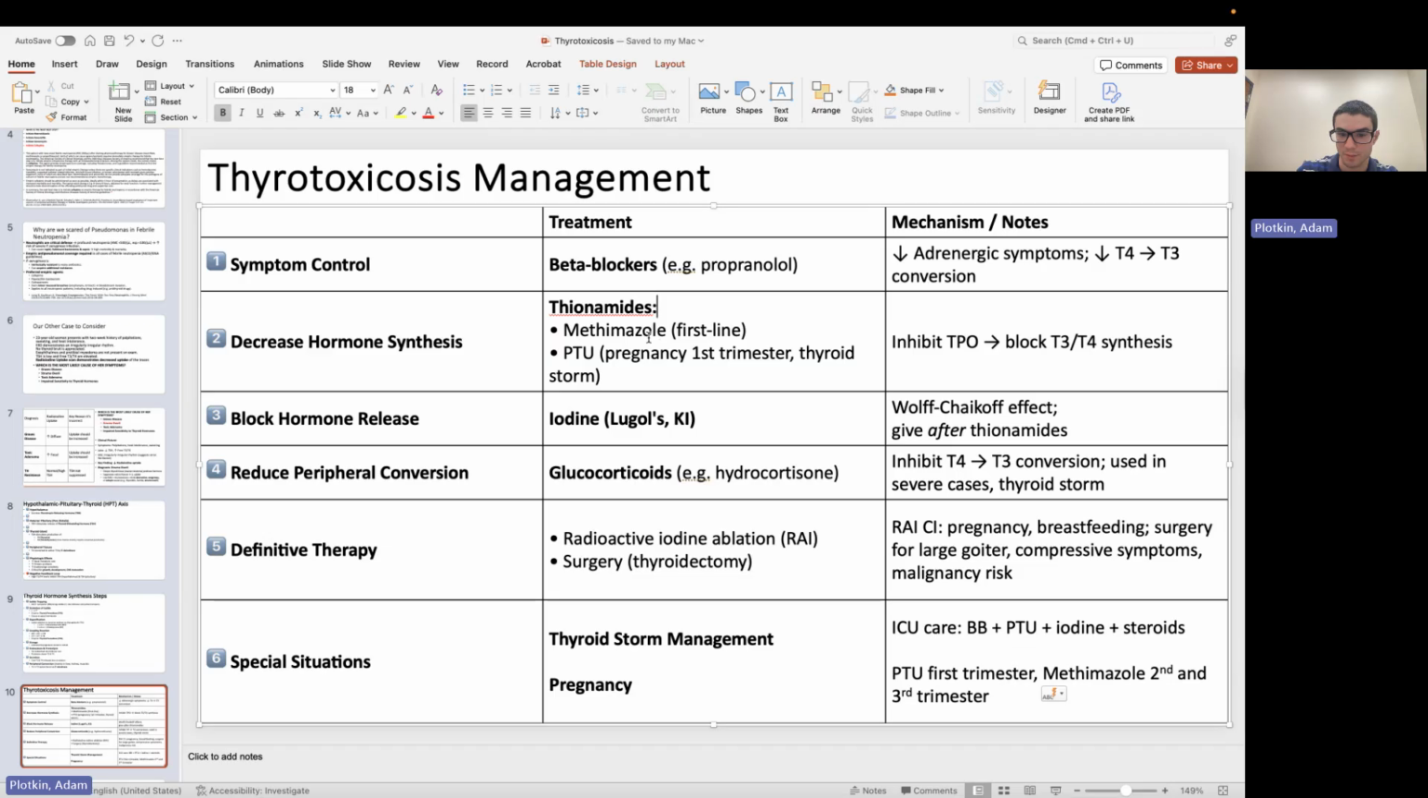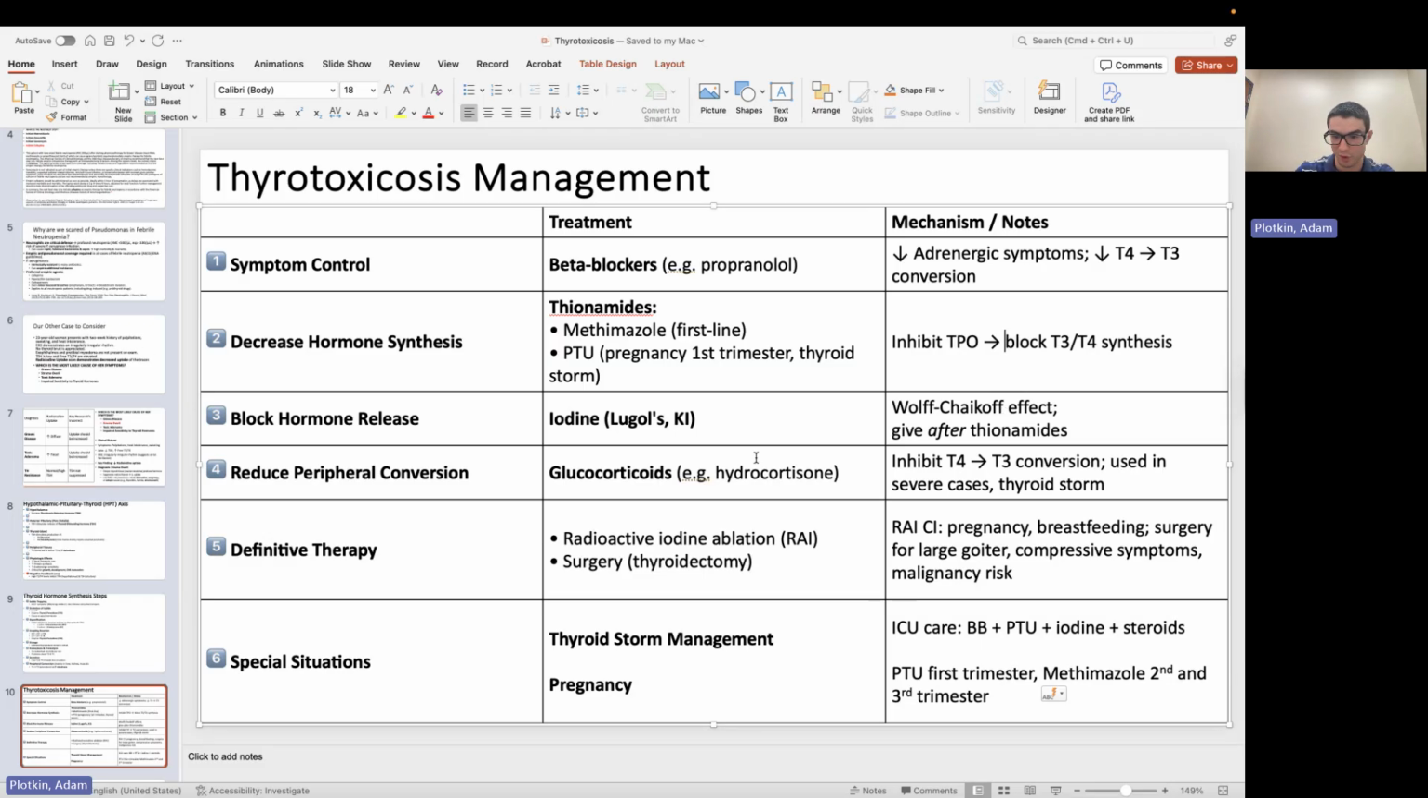Again, these drugs, methimazole and PTU, inhibit TPO. They block that thyroid peroxidase enzyme that I was just talking about. That's super important, and it blocks T3 and T4 synthesis. We can use iodine, which causes the Wolff-Chaikoff effect. Basically, I give an overwhelming amount of iodine, and it tells the thyroid, like, we're good, and it shuts down the production of any more thyroid hormone, because it thinks it has way more iodine, which it does, and it doesn't need to make any more thyroid hormone.